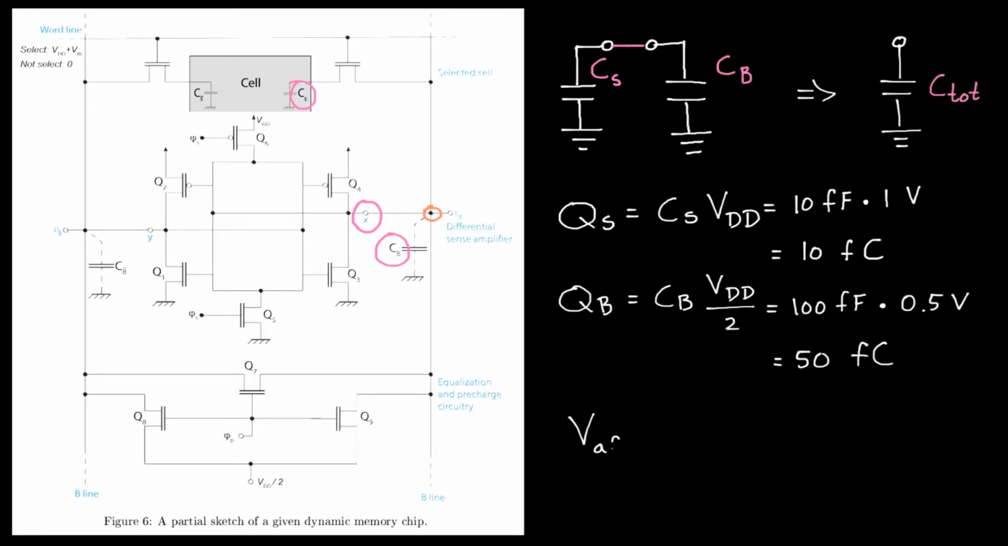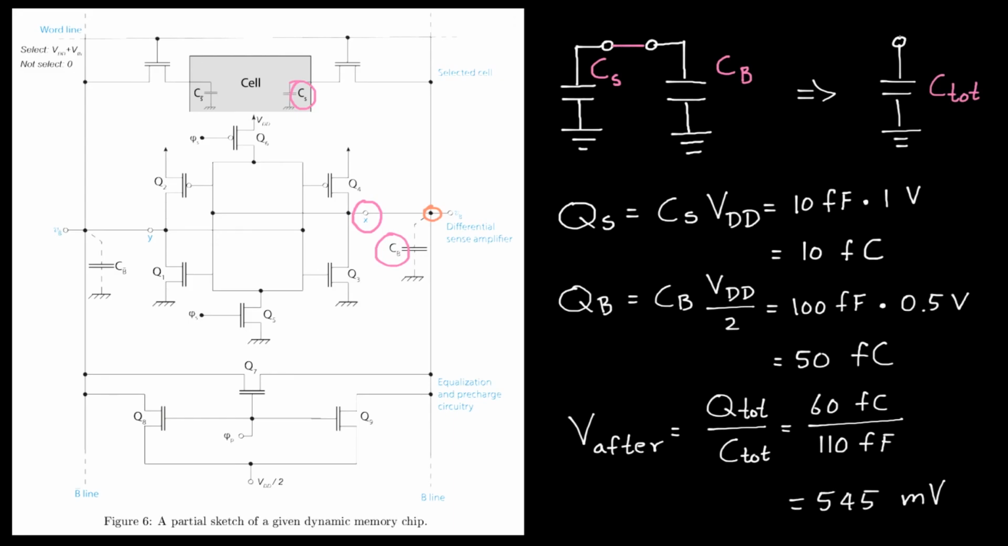We can now compute the voltage across this total capacitance as follows. The total charge is this 10 femtocoulombs plus 50 femtocoulombs, and that gives us 60 femtocoulombs in total. And the total capacitance of these two parallel capacitors is just the sum of their individual capacitances. So that's 10 femtofarads plus 100 femtofarads is 110 femtofarads. So that gives us 545 millivolts across this total capacitor.